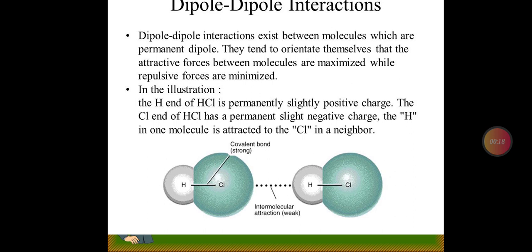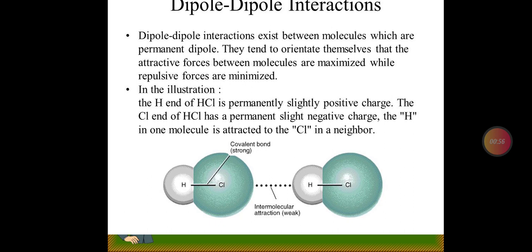Dipole-dipole interaction: as we discussed earlier, the type of bond formed between two atoms with an electronegativity difference is called a polar covalent bond. In such a bond, the more electronegative atom applies more force of attraction on the shared pair of electrons and pulls it towards itself. As a result, it becomes partially negative and a pole is generated, whereas the other atom becomes partially positive, and hence two poles are generated.